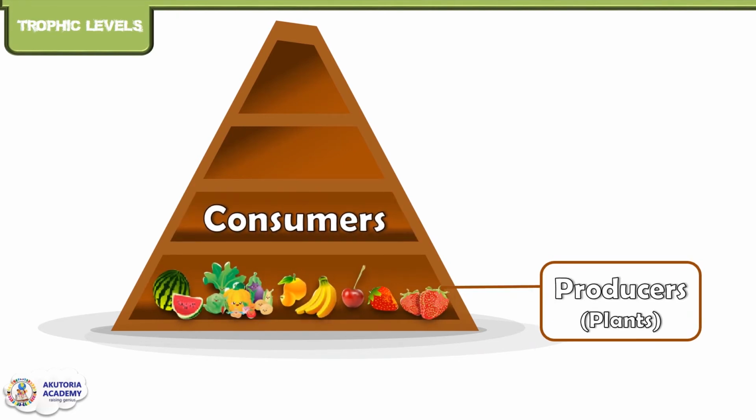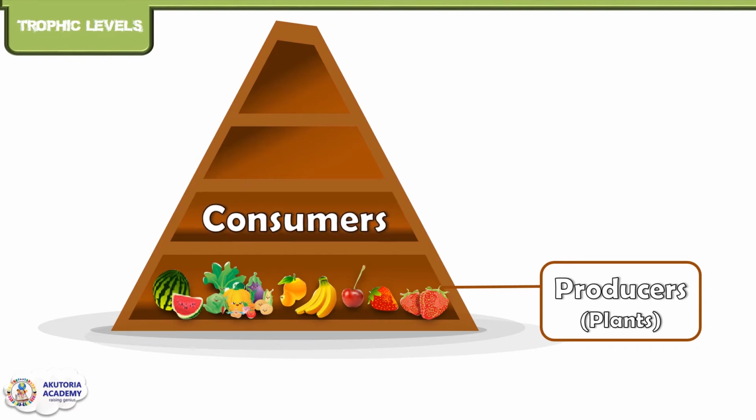The next level is the consumer level. Animals cannot make their own food. Even though animals and humans receive some energy directly from the sun, they also must consume or eat food to get the energy and nutrients they need to survive.